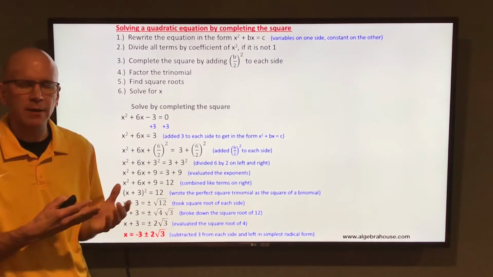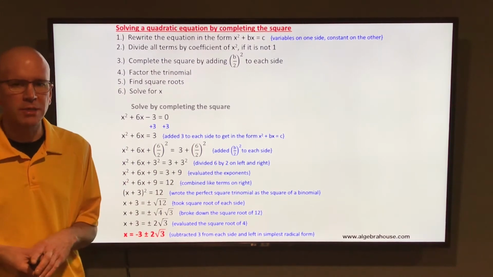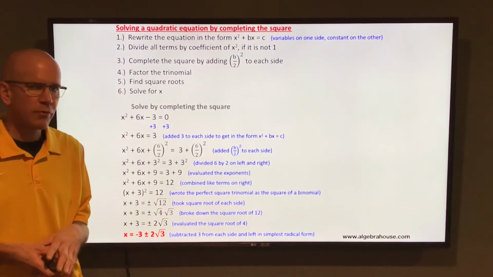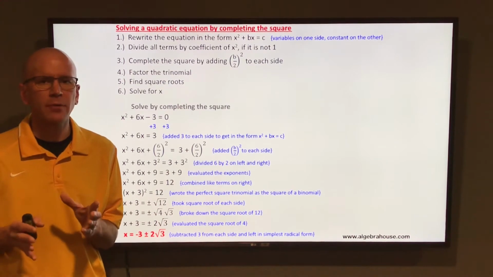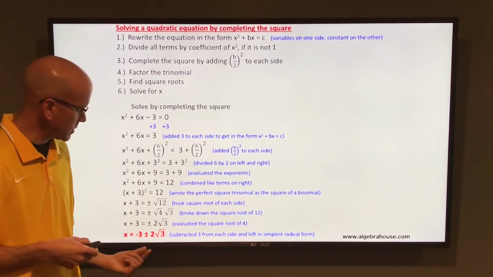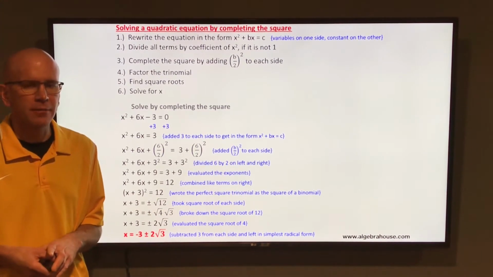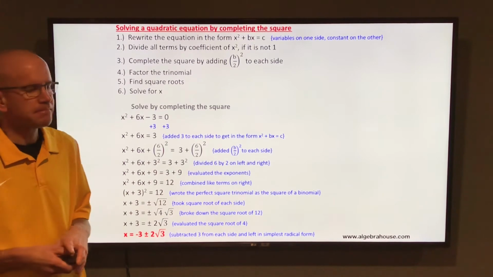Now we solved that quadratic equation for x. The story is the same for all quadratic equations. When you solve for x, you're finding the x-intercepts, where that graph hits the x-axis. Now it is radical form, but it does hit the x-axis at negative 3 plus 2 square root of 3, and also negative 3 minus 2 square root of 3.